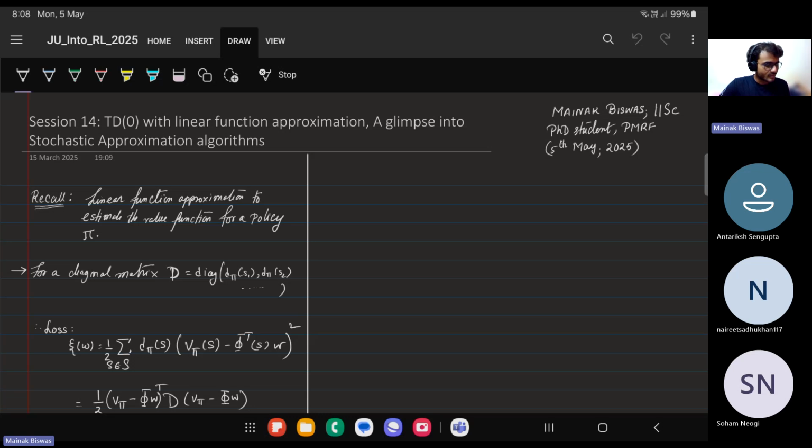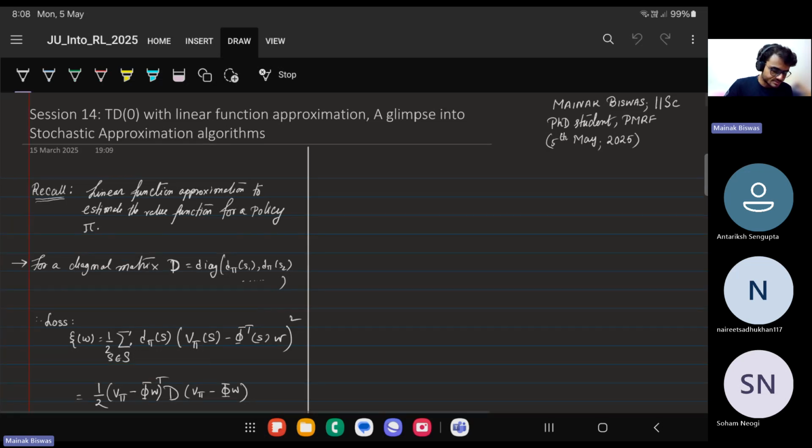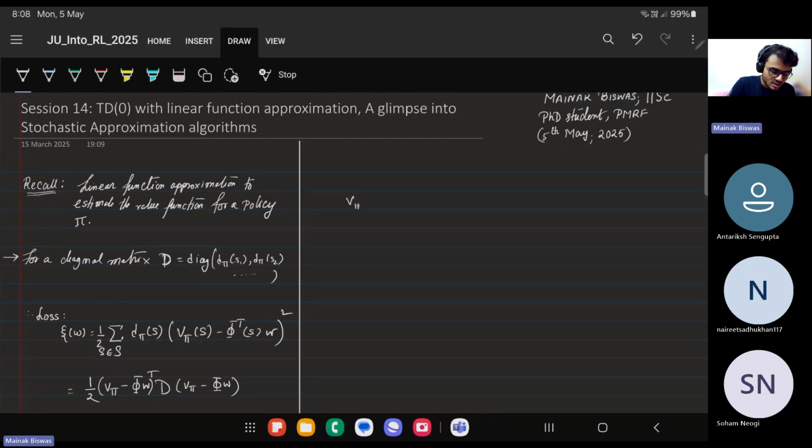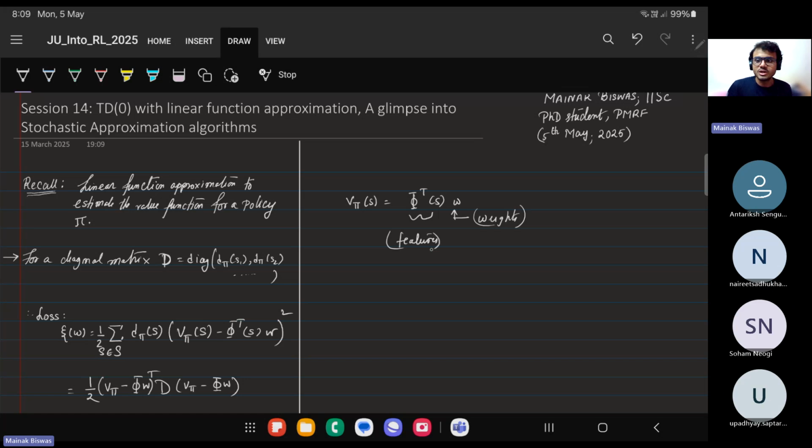So let's get started. So if you recall, what was the big picture of what we wanted to learn? We said that the value function v pi of a state s was parameterized by a vector w, right? So I had features and I had weights. So everything would be algebra and probability today, but to remember this is important. What is the big picture? So what was the big picture that we went out trying to achieve?